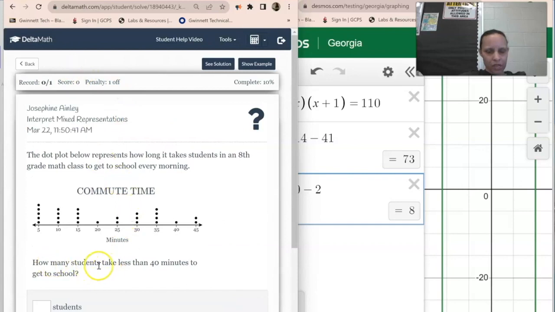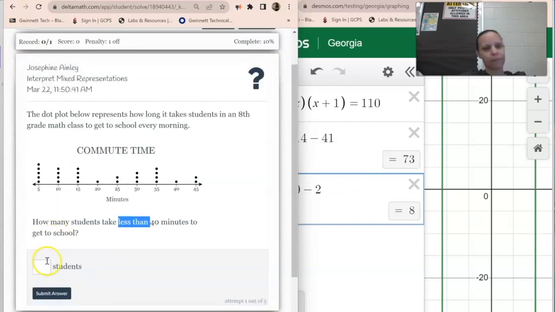All right, how many students take, so this one I'll actually get right. How many students take less than 40 minutes to get to school? So this is the amount of minutes. All right, 40 minutes is right here, and it has to be less than, okay? Less than here. So you just count everything that's less than here. 1, 2, 3, 4, 5, 6, 7, 8, 9, 10, 11, 12, 13, 14, 15, 16, 17, 18, 19, 20, 21, 22, 23. So 23 students are less than 40. So that means over here.